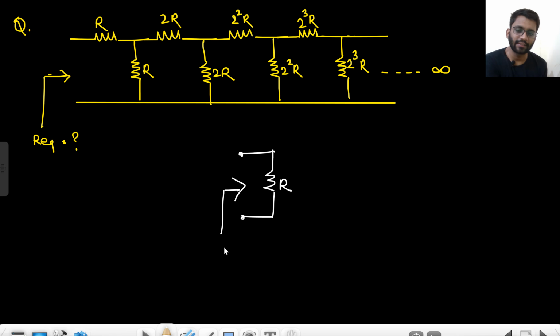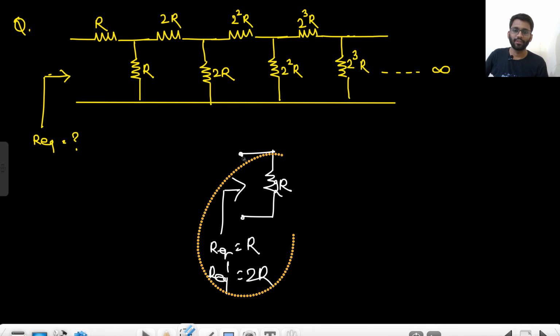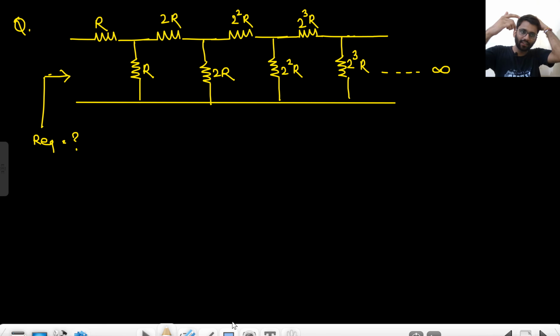Tell me, what is the equivalent resistance here? R. Now if I multiply this ladder with a factor of 2, what is the equivalent resistance? 2R equivalent. If this was R equivalent, I will call this R equivalent dash. That means your equivalent resistance is doubled, right? Now use this concept and solve this problem. If I multiply a ladder with some factor, your equivalent resistance will increase by that factor, right?